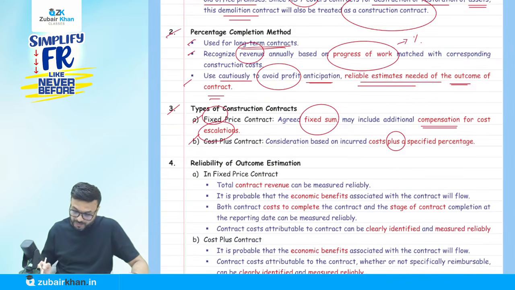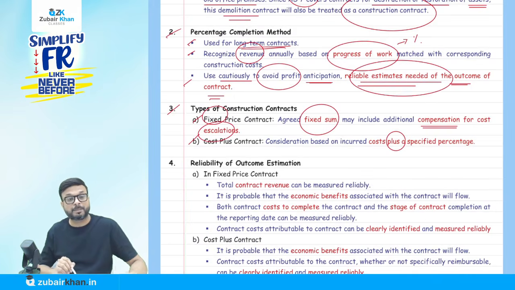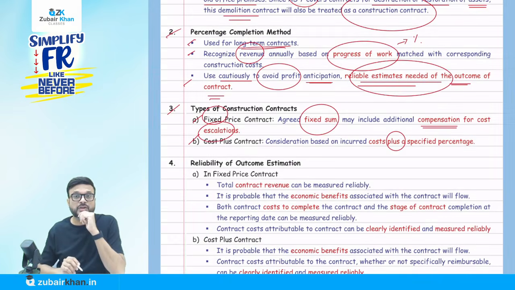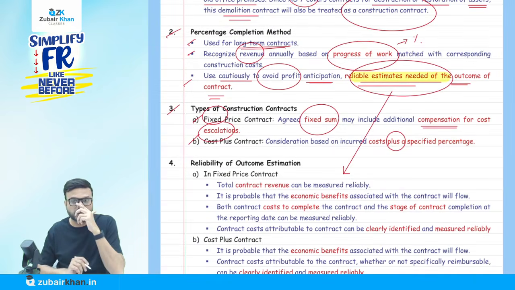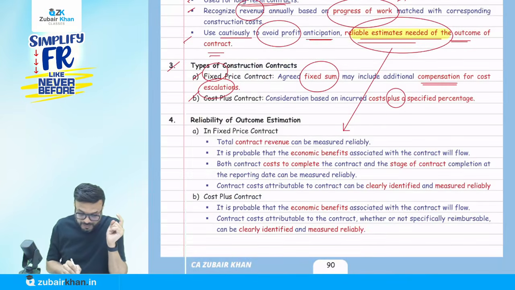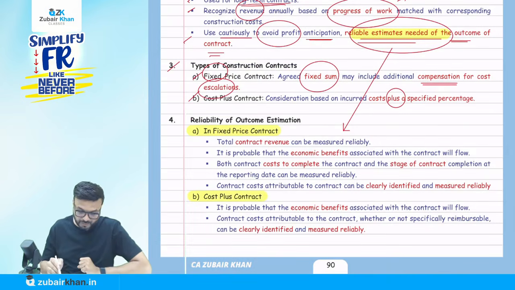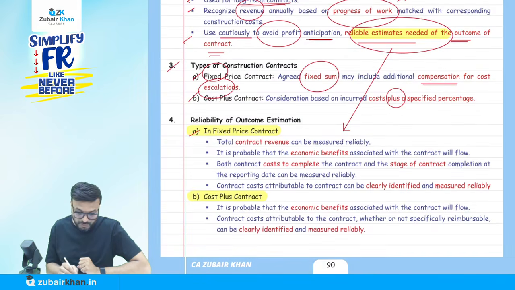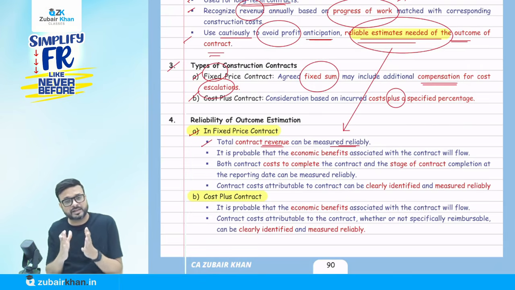Okay, but it is very important that, as I told you, when we talk about the percentage completion method, a proper, reliable estimate should be done. So what do you mean by a reliable estimate? As I told you, there are two types of contract. The first is a fixed price contract and the second one is the cost plus contract. So what happens in a fixed price contract? Total contract revenue can be measured reliably. So we should know what the total revenue should be, which is generally pre-decided between the contractor and contractee.